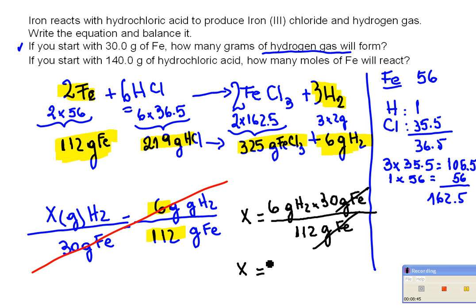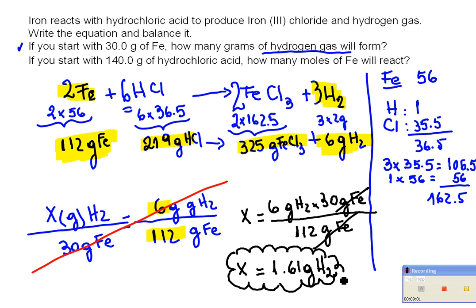Now X is equal to 1.61 grams of hydrogen gas, and that is going to be your answer. Okay, so the longest part is calculating all these. Once we have all these, this is shorter.